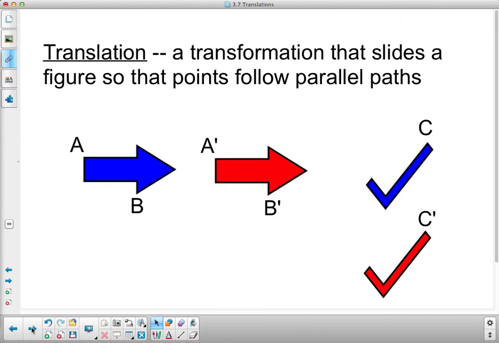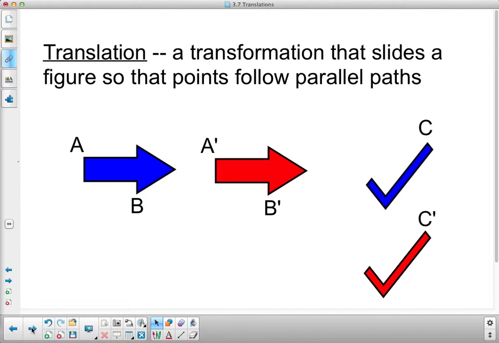Okay. The translation that we're specifically going over today is the transformation that slides a figure. When you slide it, don't think about sliding like on an icy road. Sliding, just going straight. A transformation that slides a figure so that points follow parallel paths. Could be horizontal, could be vertical, could be diagonal, but not twisting, just a straight shift of it.